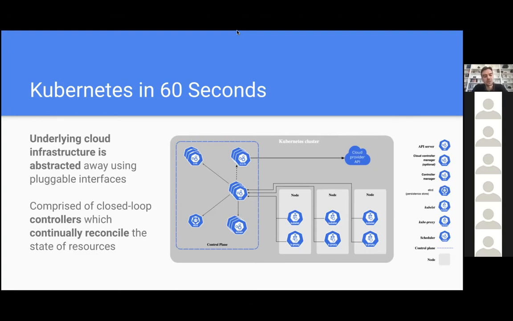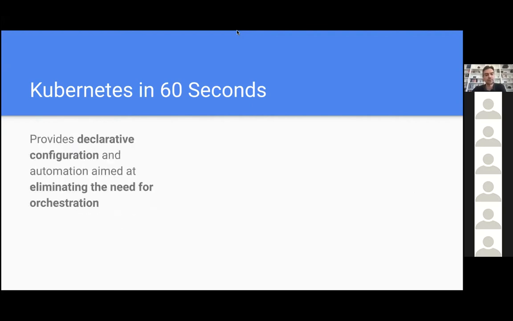And it's achieved it through these pluggable interfaces known as controllers. These controllers are continually reconciling any resource you give to a Kubernetes cluster and ensuring that the state you've asked for is actually what's getting made. That's how it ensures containers are in the right state, the storage that they might require is in the right state, the load balancers, et cetera.